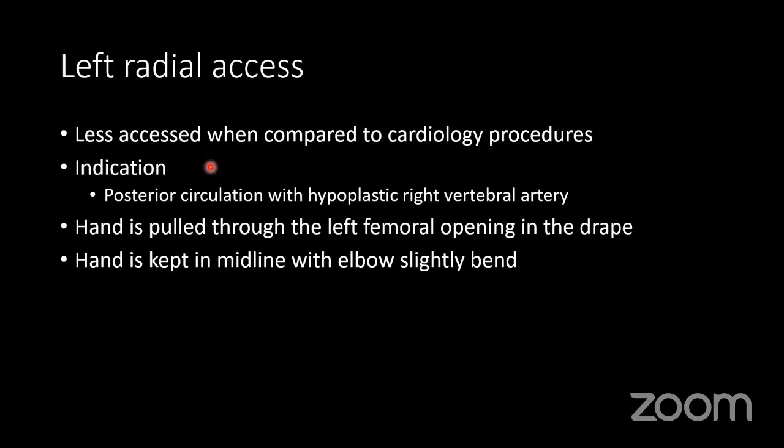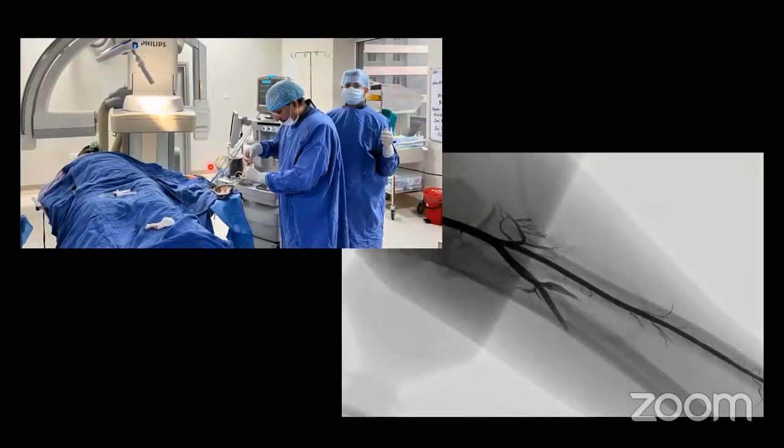And after puncturing, the hand is pulled through the left femoral opening in the drape, so that the hand will be coming just in front of the groin region, and the hand is kept in midline with the elbow slightly bent. Usually we can come here and puncture, and while accessing you can go to the right side, and the upper limb can be kept here. In this case we managed to do it from this side, but it is very difficult, so that 2 persons are needed to hold the catheters and wires.